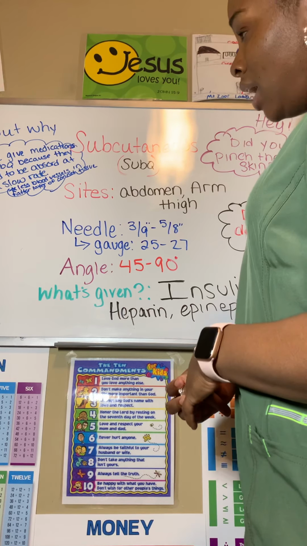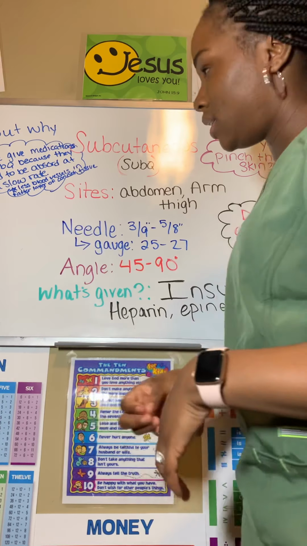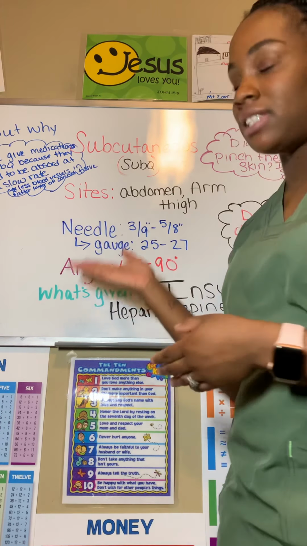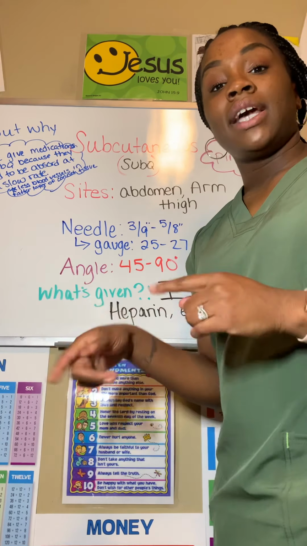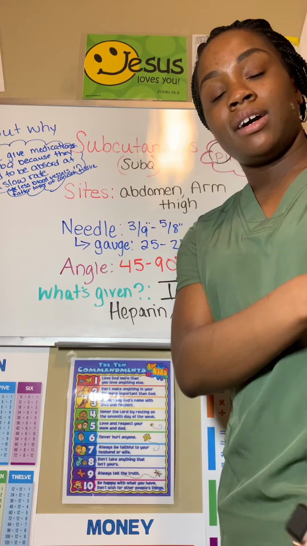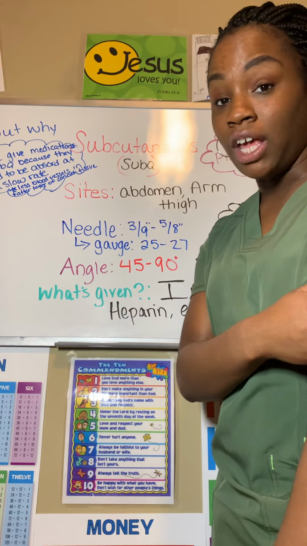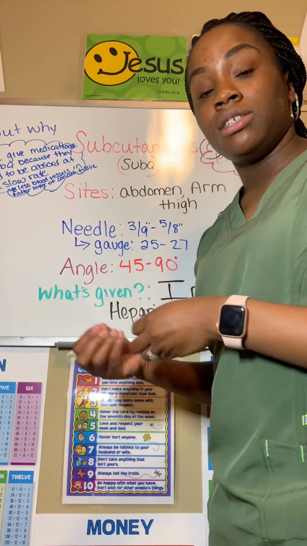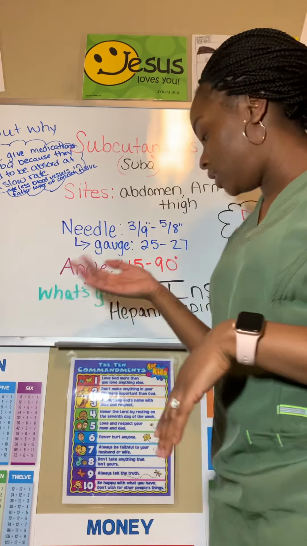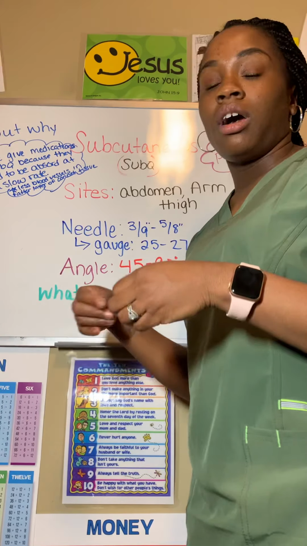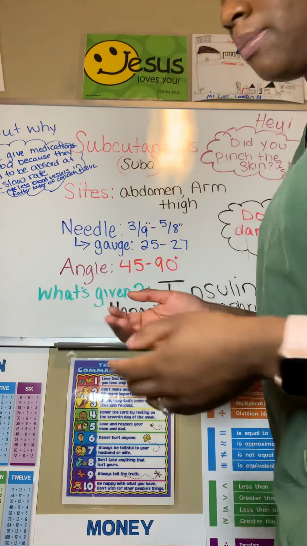Okay? And then we go back to why. Why are we doing this? Why are these medications given subcutaneously? And the reason being is because there are fewer blood vessels in the connective fatty tissue right underneath the skin, which causes the medication to absorb at a slower rate than other medications. So that's why we give insulin and heparin subcutaneously, because it absorbs slower. Okay. And they need to.